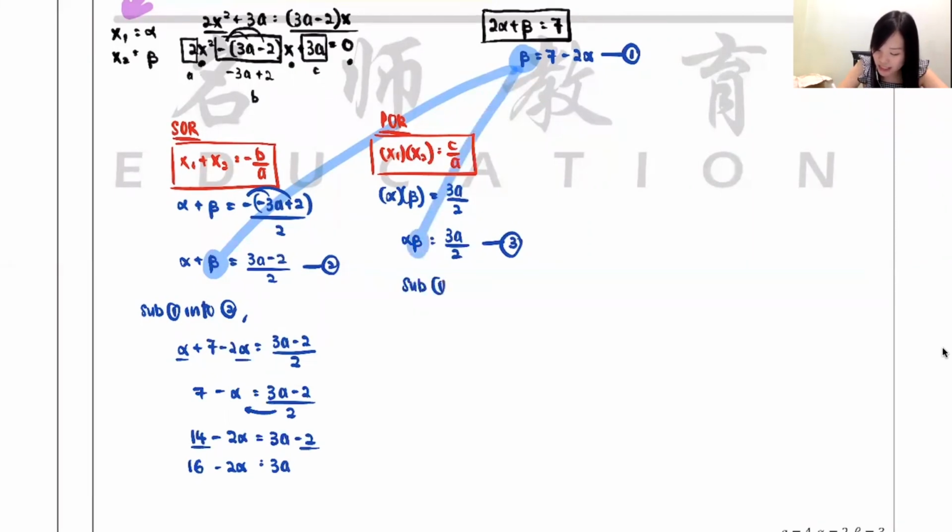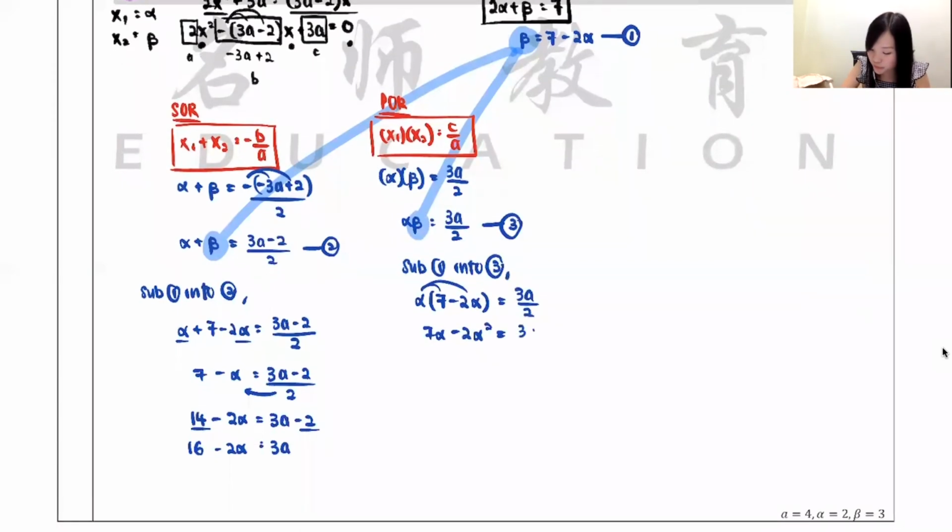Like that can have fewer unknowns, right? So I sub 1 into 3. So alpha, the beta is 7 minus 2 alpha. Alpha bracket 7 minus 2 alpha equals 3a over 2. Mathematics again. Alpha times 7, 7 alpha. Alpha times this, negative 2 alpha, equals 3a over 2.